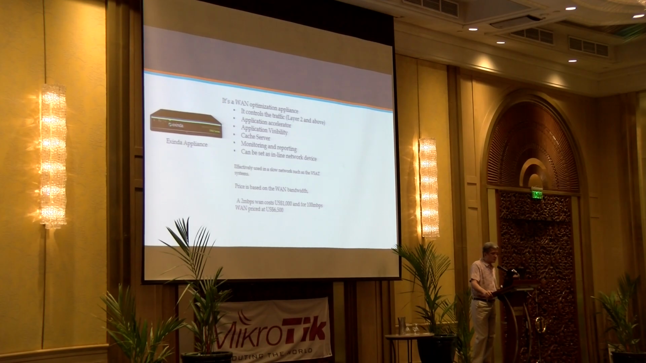It is effectively used in a slow network such as the VSAT system. Are you familiar with the VSAT? Anybody here familiar with the VSAT? VSAT basically is internet via satellite. The problem is it's very, very expensive. The bandwidth is very slow, high latency, and it costs thousands of dollars. So most providers use Exinda to connect their satellite to your network. And the price is based on the bandwidth. So if you have a 2 Mbps link, that will cost you $1,000. If you need more, it'll cost you $6,000. All right?